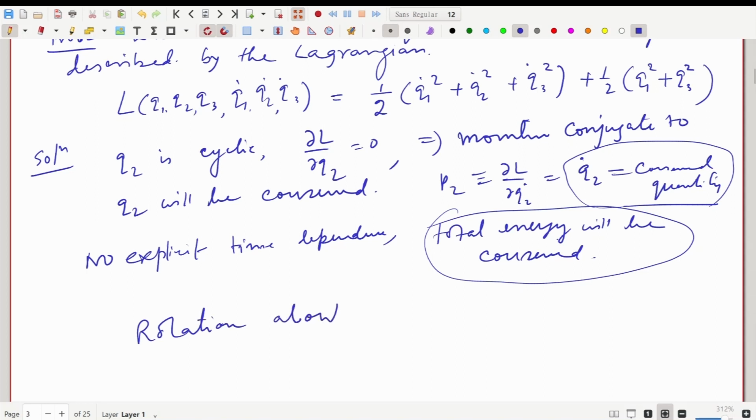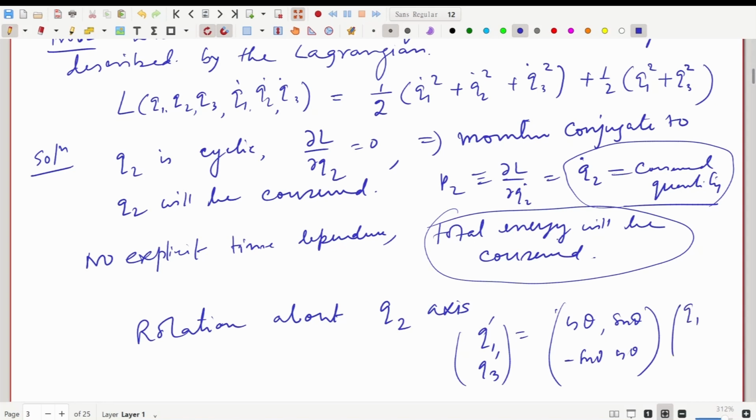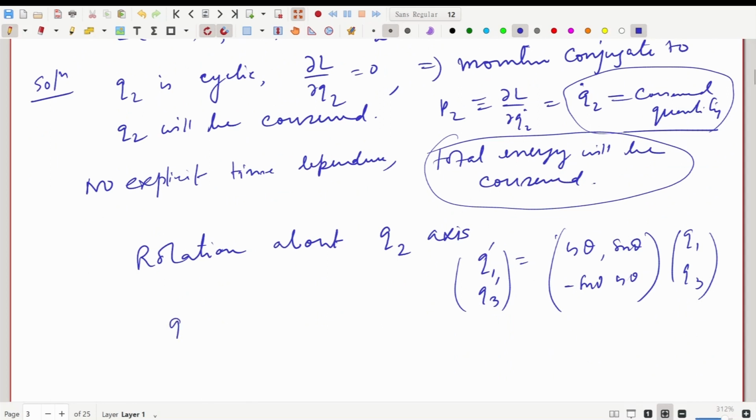So if we consider a rotation about the q2 axis, that means your q1 and q3 coordinates will change. They will rotate by, say the rotation angle theta, so cos theta, sin theta and minus sin theta, cos theta times q1 and q3. Under this rotation you can check q1 square plus q3 square will be q1 prime square plus q3 prime square.